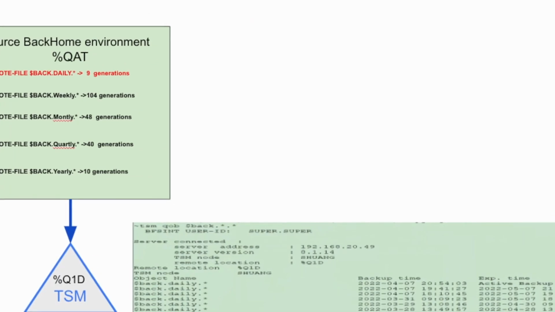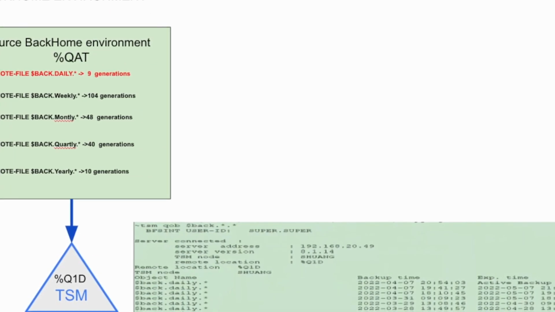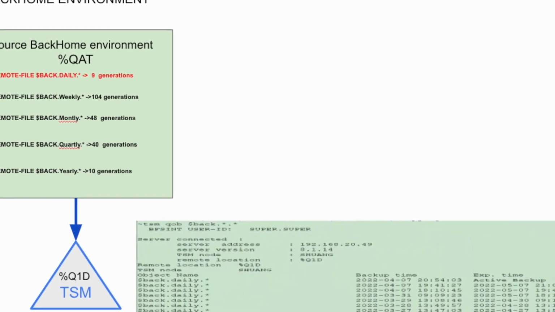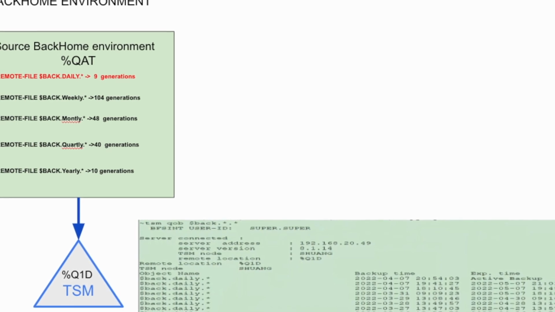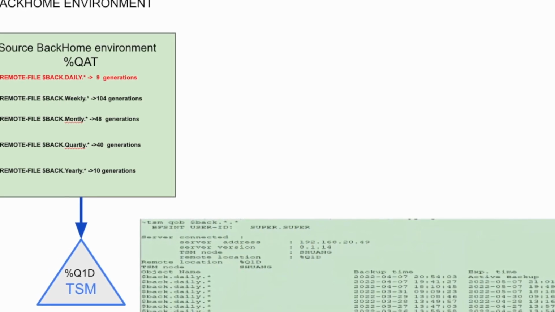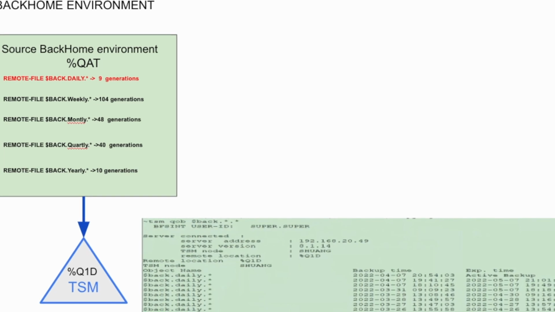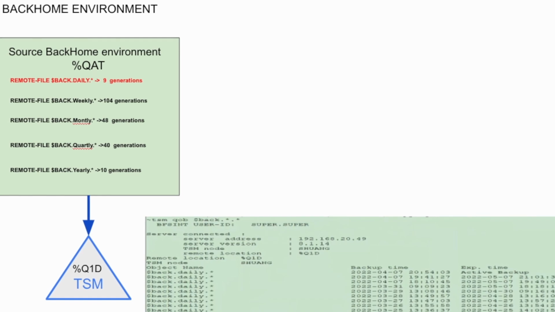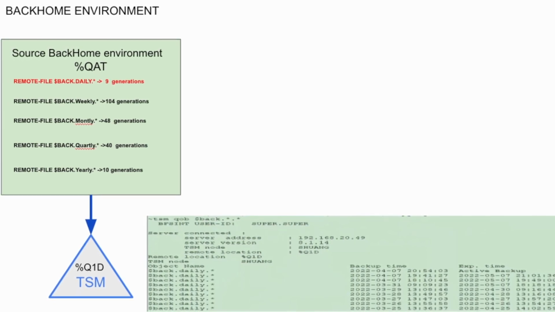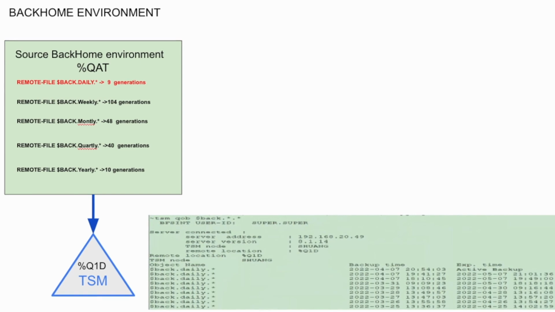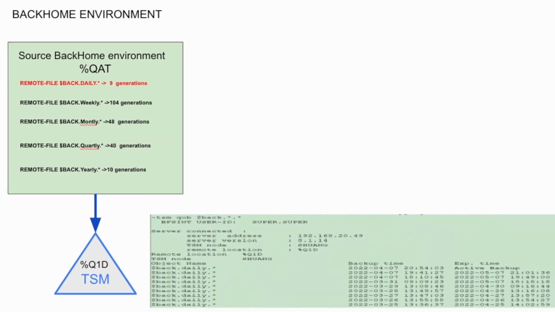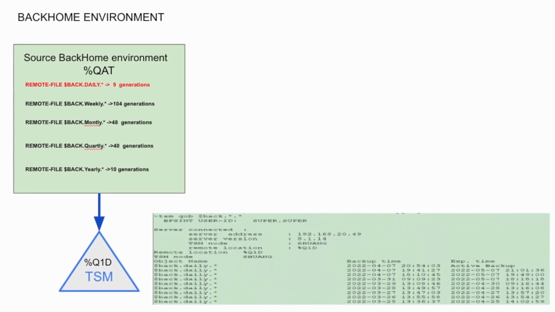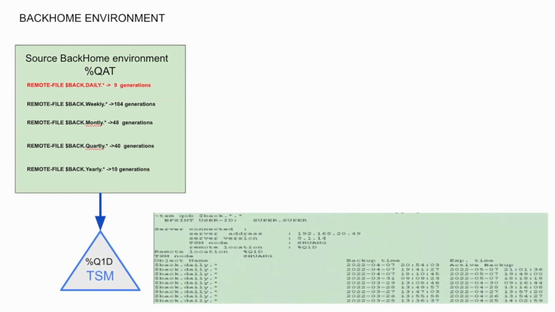Hello, in this video we will be discussing how to migrate from BackHome to BackBox using the BackCopy application. In this tutorial we will assume that the BackHome environment is known as QAT, the TSM environment is known as Q1D. Your backup set will be defined as a remote file with several execution dates, allowing you to specify the name of the remote file along with the date. We will be explaining how to migrate these backup sets to a regular tape environment.